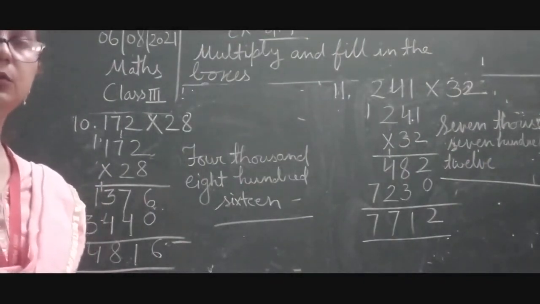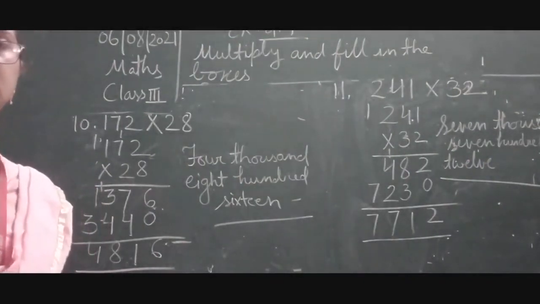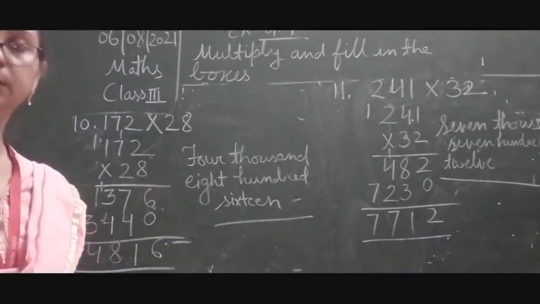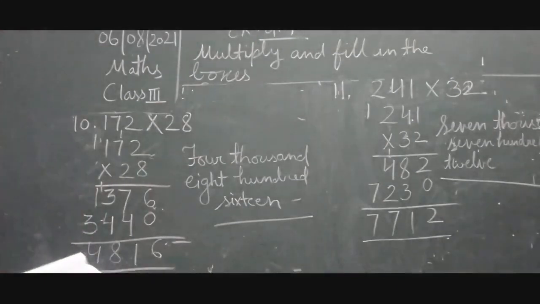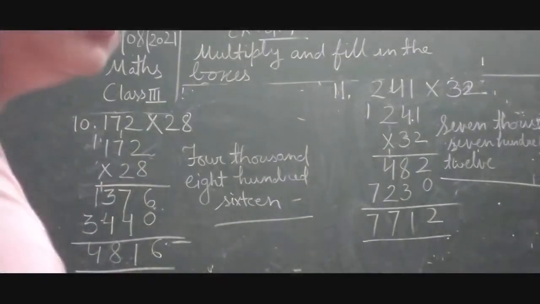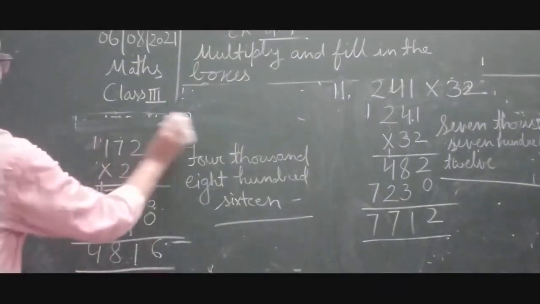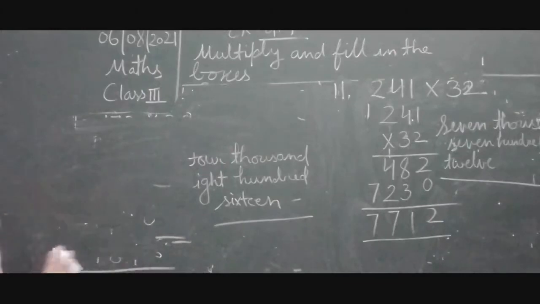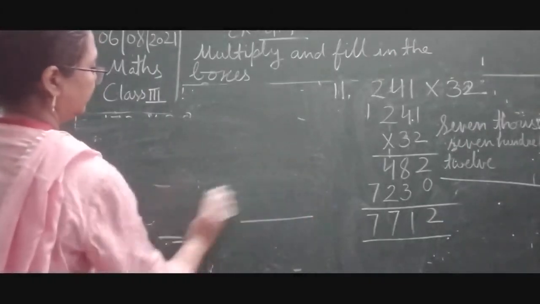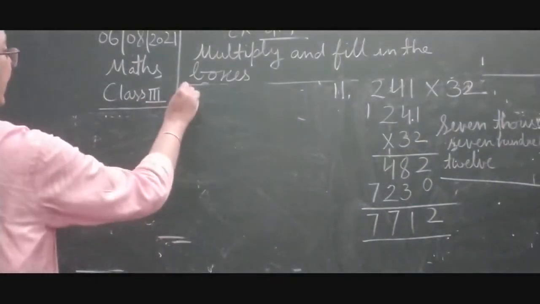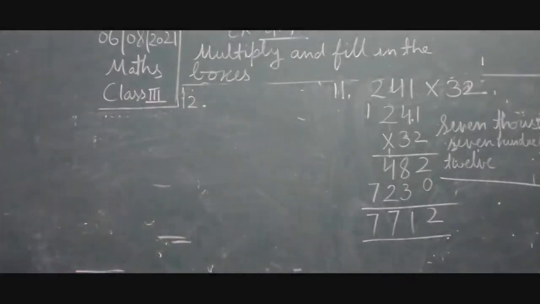Now we are moving to do number 12. So completed, children. Take a screenshot. Now we are going to do number 12. For this I have to erase this. Number 12. Okay, number 12 we are going to do 414.